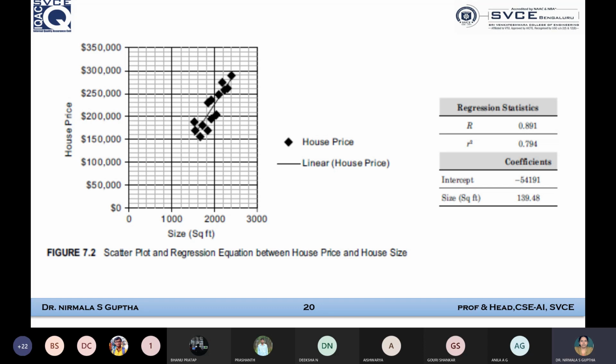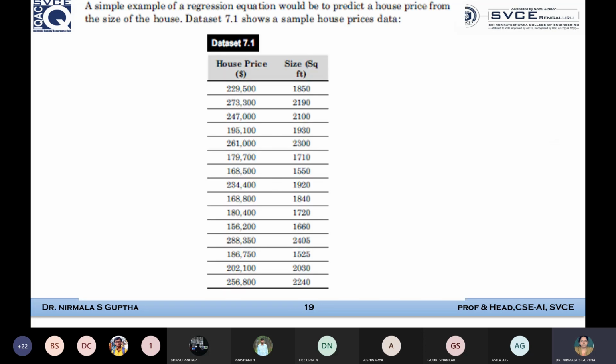Okay. And what is the intercept value? Here it is minus 54191. And the square feet in terms of the size, here it is 139.48. Okay. So this is the regression equation between the house price and the house size. This is for the data set, what we have seen here as a two column, two dimension data set.